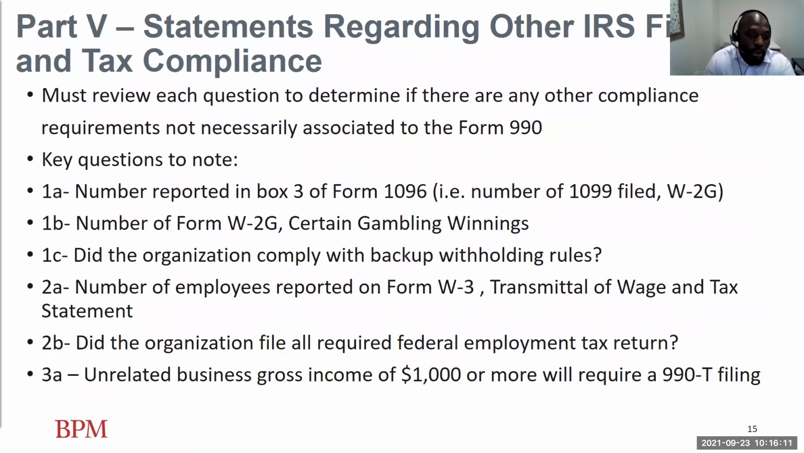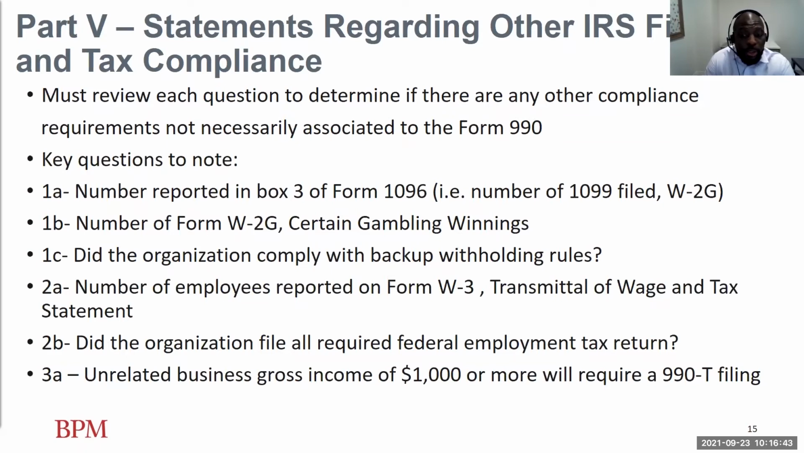And if your organization complied with backup withholding during the year, you have to indicate a yes or no, and the number of employees reported on your Form W-3, which is your transmittal of wage and tax statements. Also, if you filed any required federal employment tax returns, this relates to Form 940 or Form 941, if you filed any of those during the year, then that would be great.